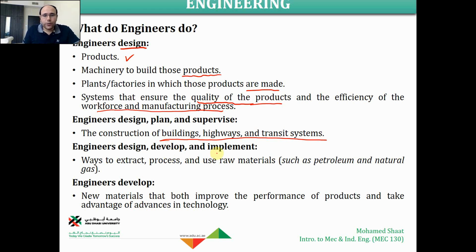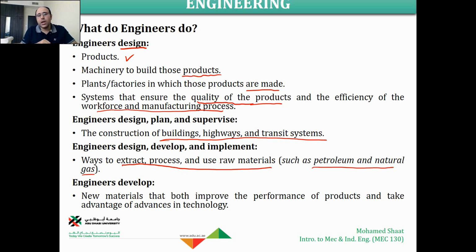Engineers can design, develop, and implement ways to extract, process, and use raw materials such as petroleum and natural gas. For example, how you extract natural gas and petroleum material, how you can use them, how you can process. What does it mean, process? It means how you can change this material and bring it into another form so you and I can use it. It could be in the form of a product.